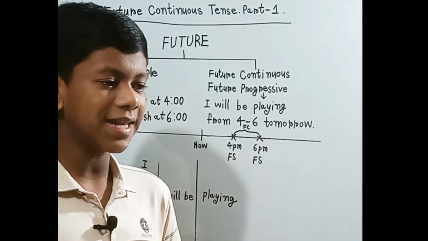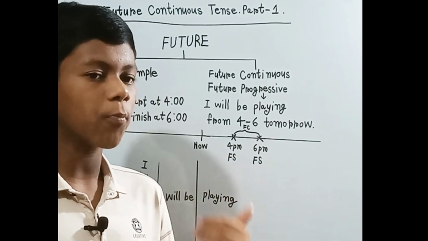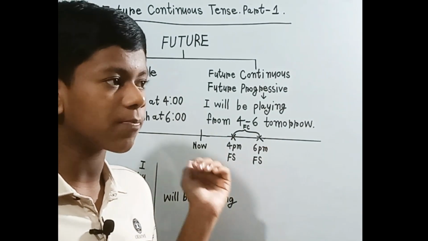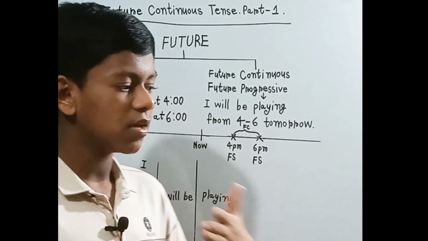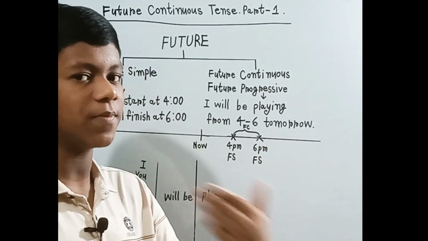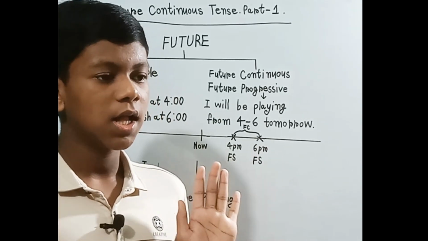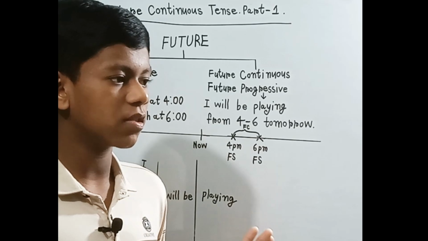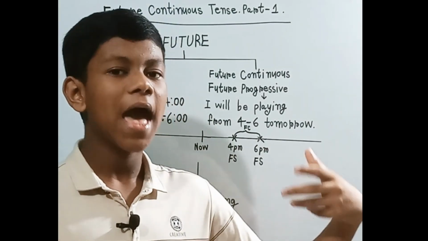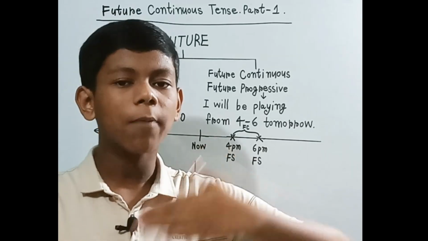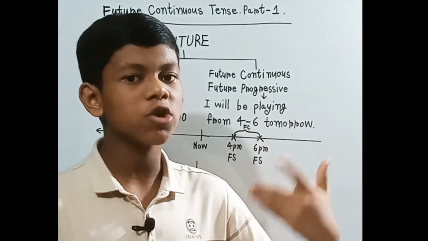Okay, so it indicates a long time. It will be continuing. It will be in progress. The playing tasks of tomorrow will be in progress in the future. Okay, it will be continuing. So at that time, this is called future continuous. So it indicates a long period. When something happens a long period after now, we generally say this future continuous.